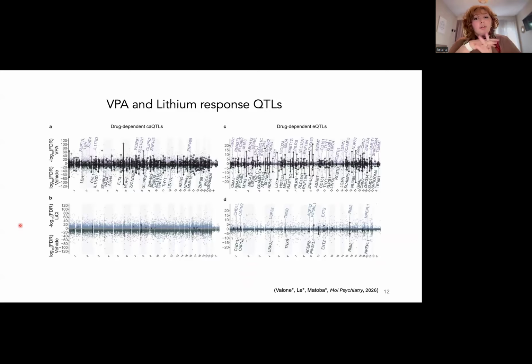And here's what they found. Both context-dependent eQTLs for expression and caQTLs for chromatin accessibility, meaning genetic variants that affected chromatin accessibility or gene expression only upon drug treatment. Here on top we have valproic acid, and this is a Miami plot where you have the response QTLs for valproic acid on top and the vehicle response QTLs on the bottom. And then we have the same for lithium.